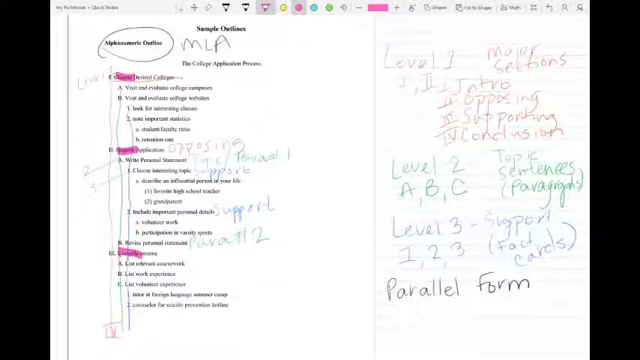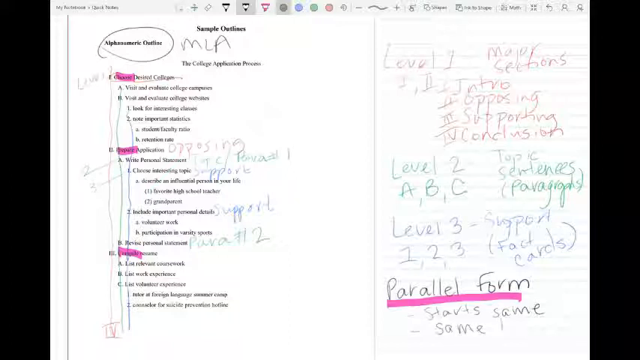Okay, as you can see, each of the level 1s start with a verb: choose, prepare, and compile. That represents parallel form. What I mean by parallel form is that it starts the same way. So all of these start with verbs. And it also means it's the same length.